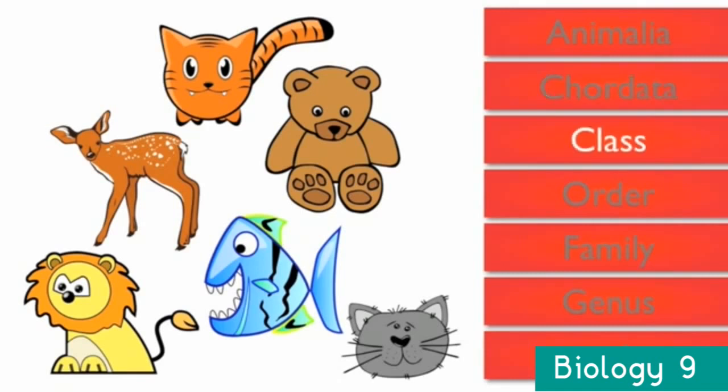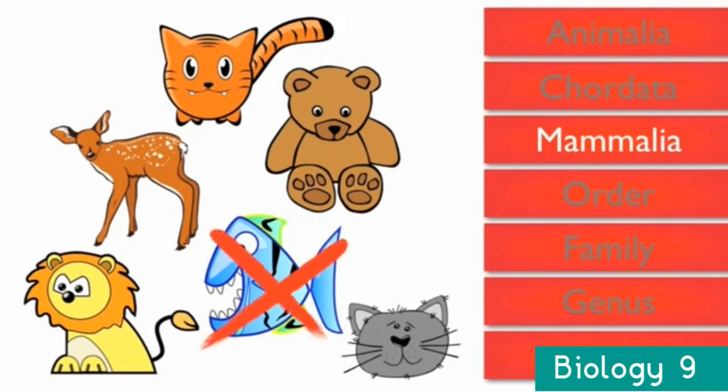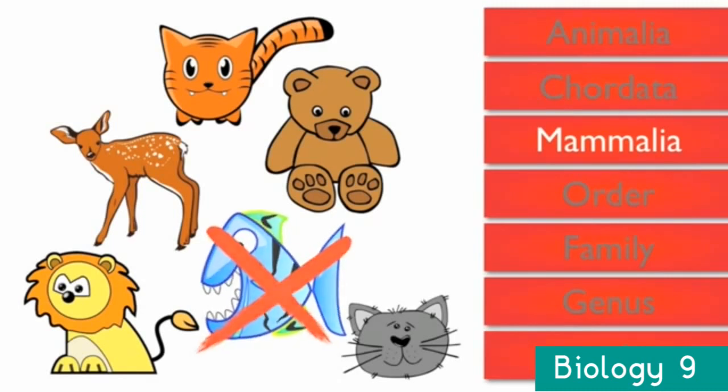Class is the name of the next level of classification. The class that the lion belongs to is called Mammalia. Scientists use Greek or Latin words for the levels because they are understood everywhere. Mammalia means mammal, or animals with hair or fur. The fish is removed from our group because it's not a mammal.